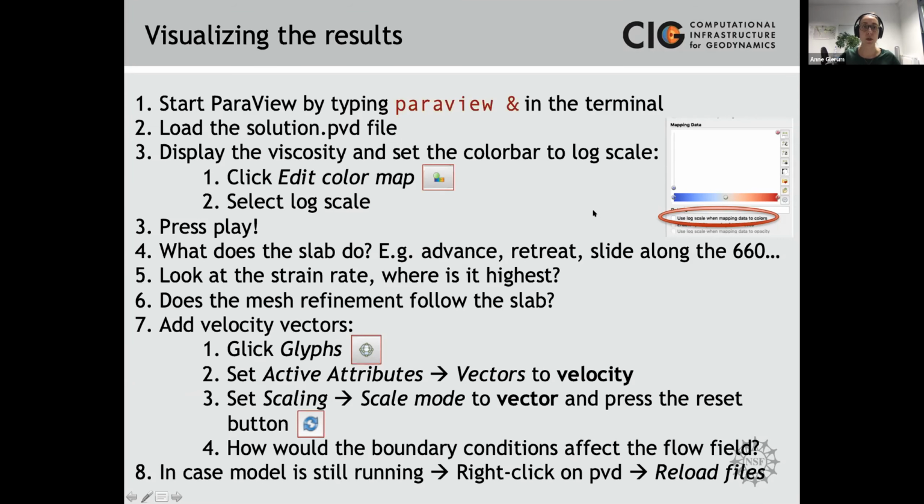So I suggest you load the file and have a look at what the slab's doing, like advancing, retreating, how does it interact with the 660, look at the strain rate, where is it highest, what does the mesh refinement do, does it follow the slab well. You could even add some velocity vectors to look at the flow field some more, as I write down here, and then think about how the boundary conditions might affect the flow field. And I will give you a few seconds for this before I discuss the results, and then I will also look at the chat.